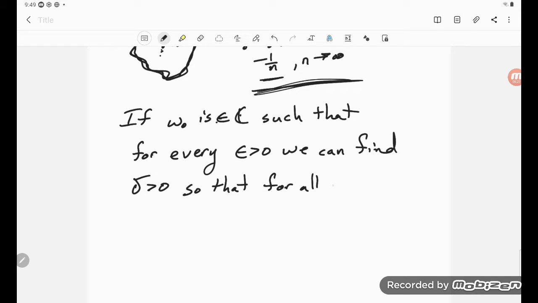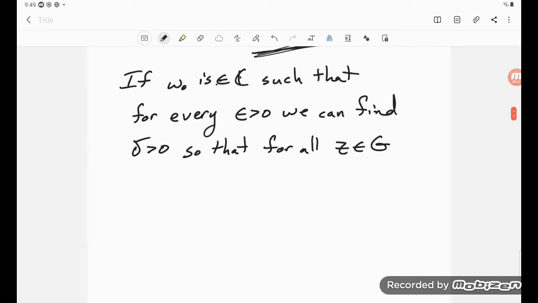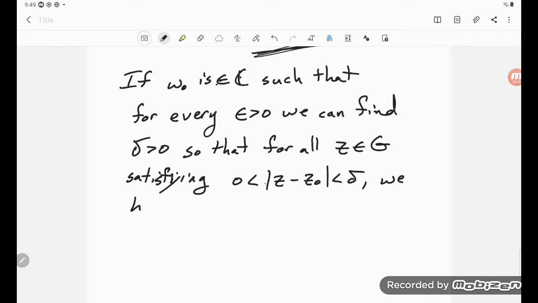for all z in our subset G that we're taking this function from, satisfying that 0 is less than the absolute value of z minus z naught is less than delta, we have that the absolute value of f of z minus w naught is less than epsilon.